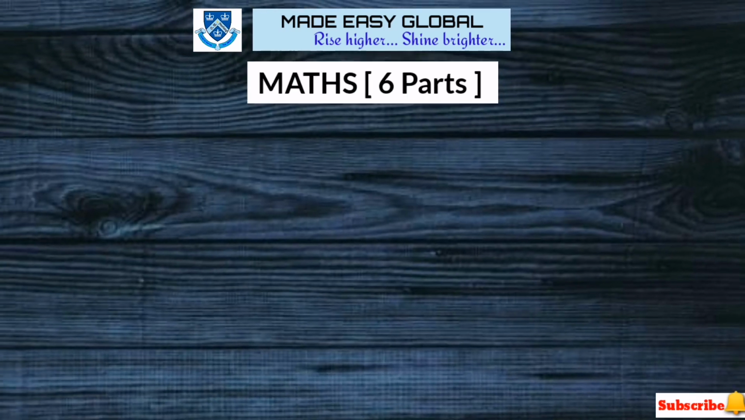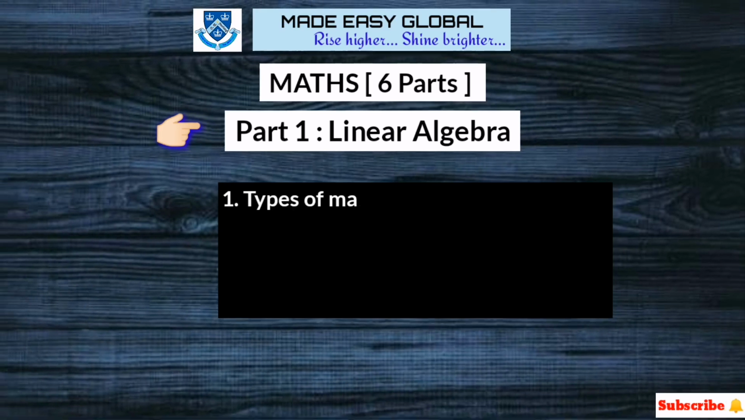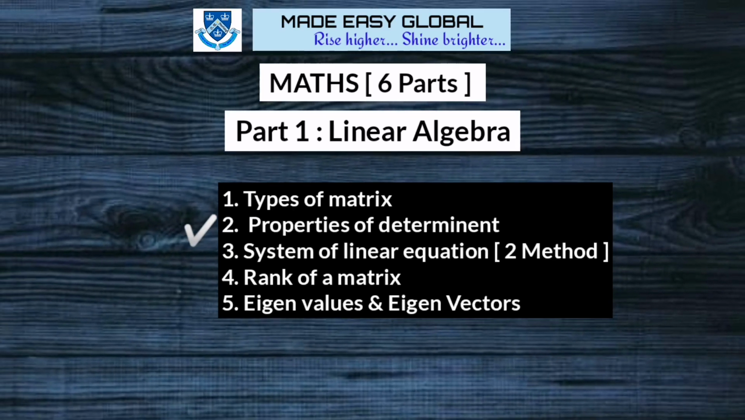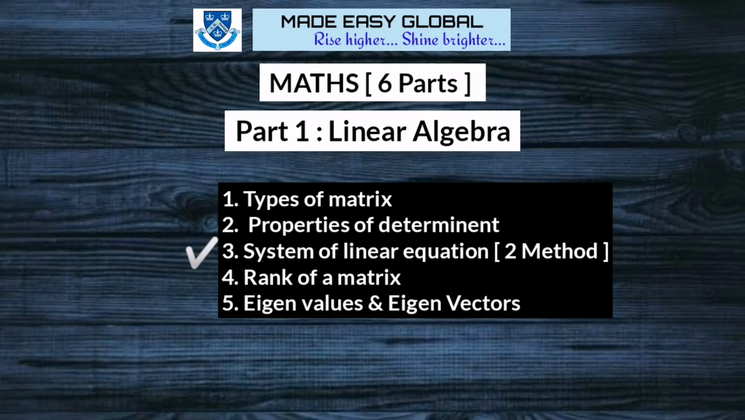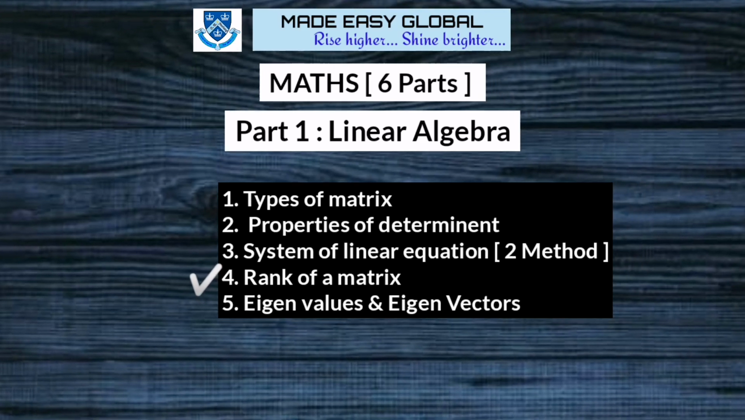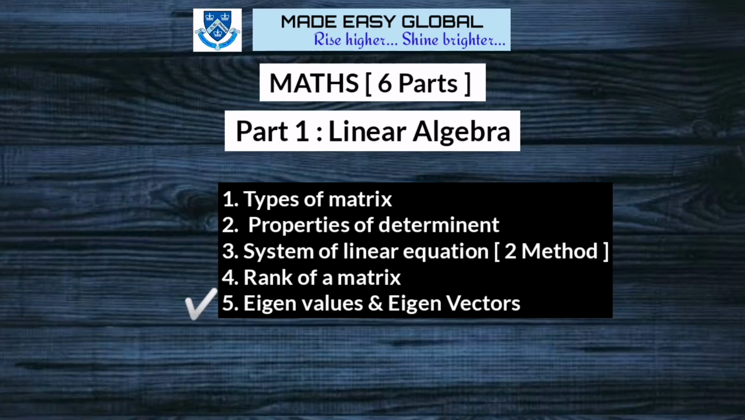So this is all about the first part of linear algebra, in which we have covered the types of matrices, then determinant and properties of determinant, then the system of linear equations, then rank of matrix, then eigenvalues and eigenvectors.